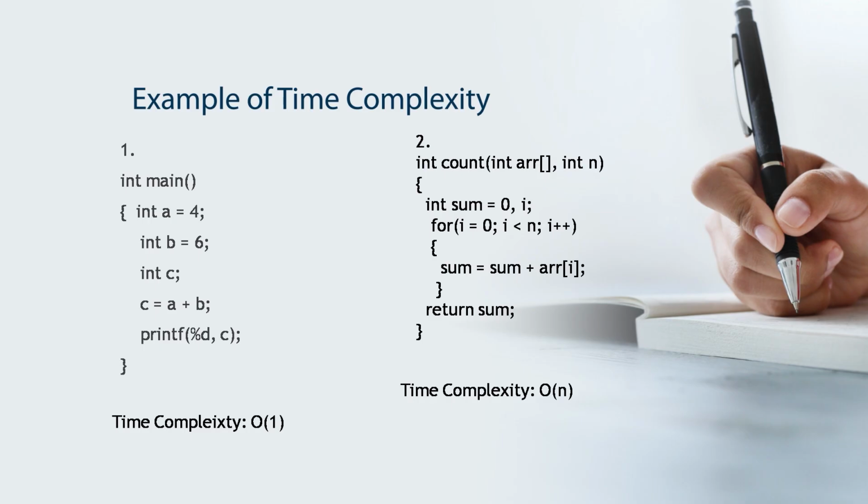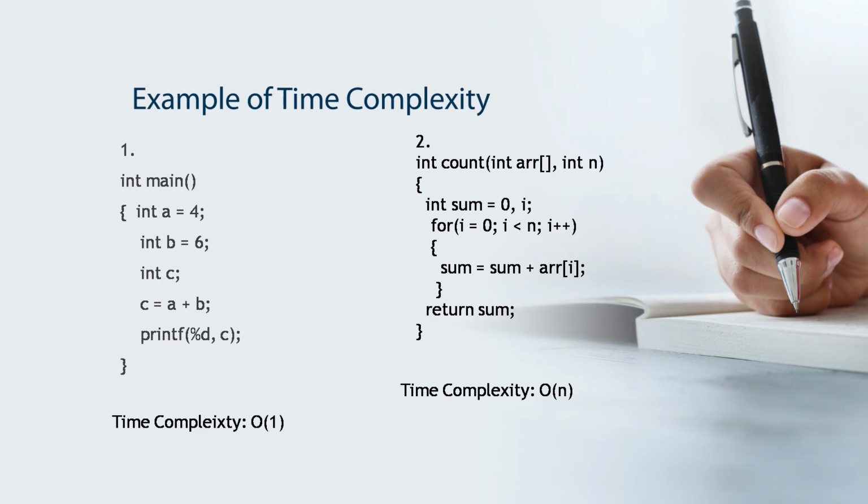So, here there is only one statement, c equal to a plus b, an arithmetic expression adding two variables a and b and assigning the result to c. Here it will take constant time, that is, the time complexity is constant. Okay. In the second example, the count function works on an array having n elements.